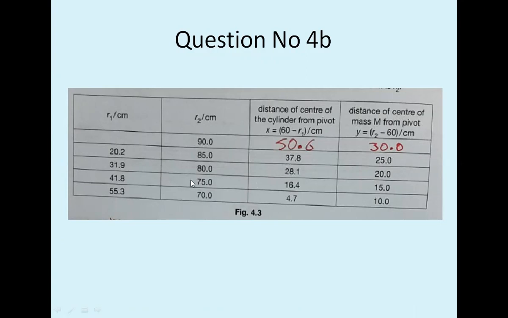So it will be 50.6, and Y is R2 minus 60. And that is 90 minus 60, and that will be 30 centimeter. Hopefully you understand these formulas. The R2 value and R1 value are coming from that diagram.